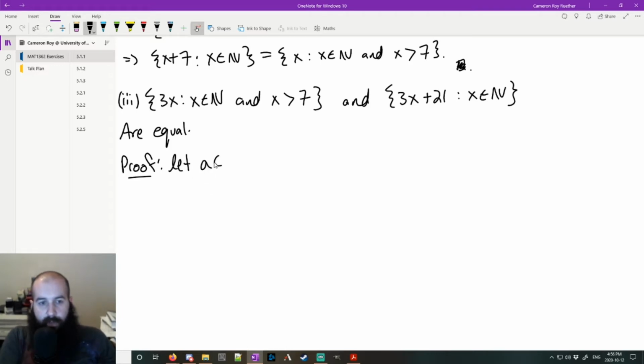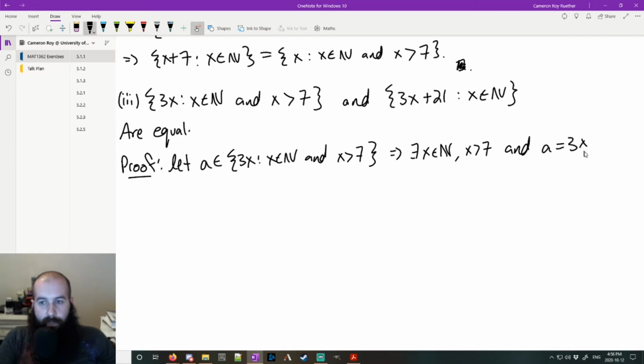So let's take a generic element of the first set. This means that there exists an x, which is natural, greater than 7, and a is equal to 3x. Since x is greater than 7, this means that x minus 7 is natural.